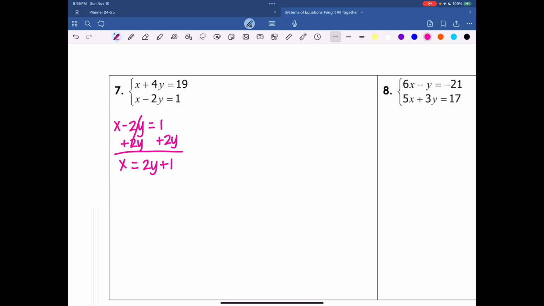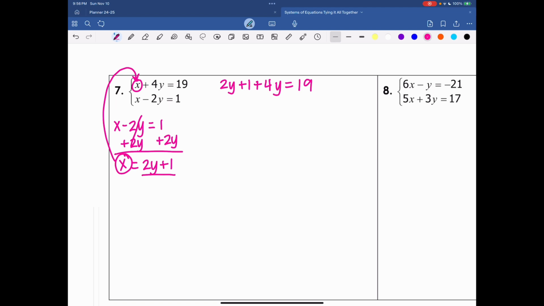So guys, now I know that x is equal to 2y plus 1. I know that they are equivalent to each other. So anytime I see an x value in the opposite equation, I can substitute it in with 2y plus 1. So here, this is going to become 2y plus 1 plus 4y equals 19.